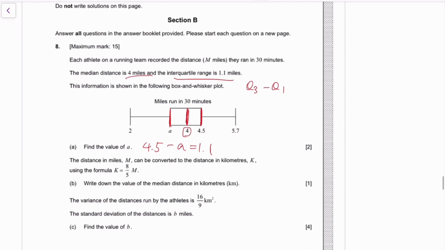So this is paper 1, non-cal. So do a little bit of mental math. A should be 3.4.